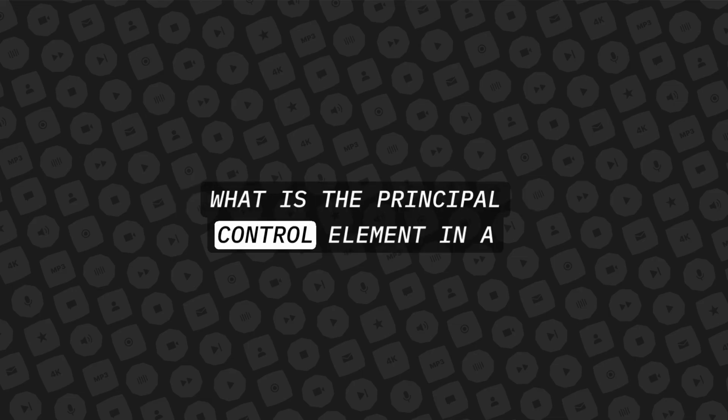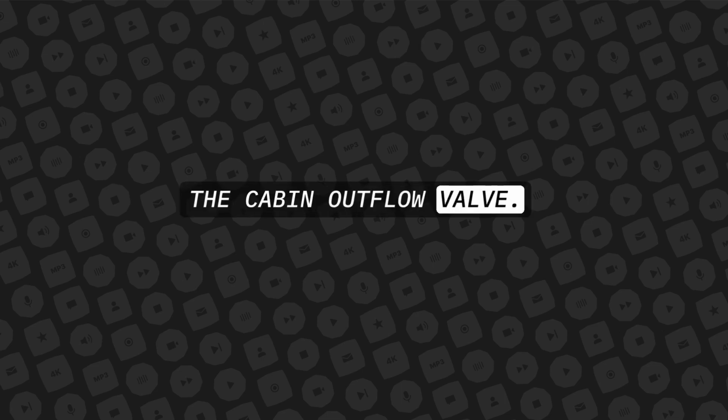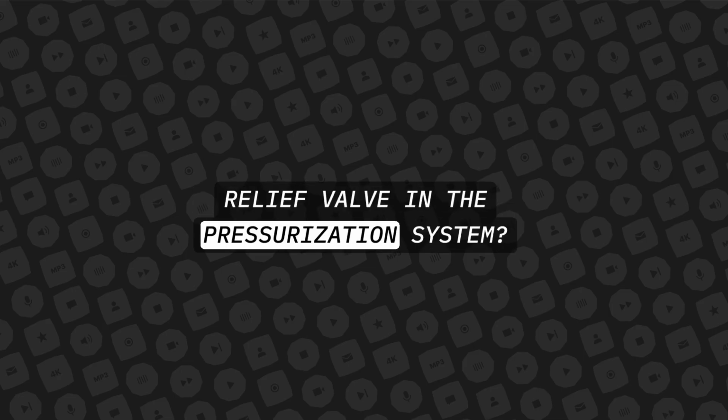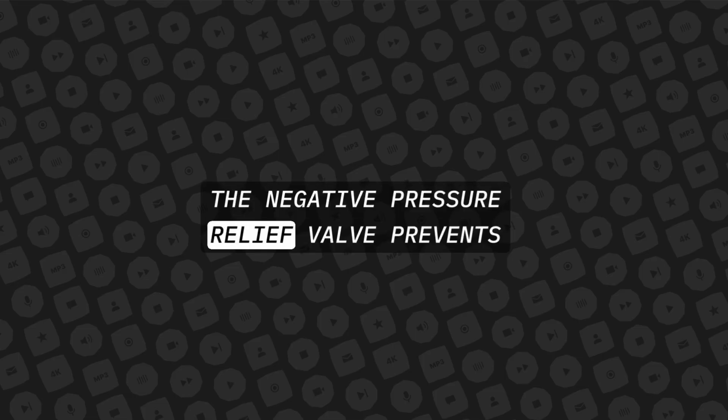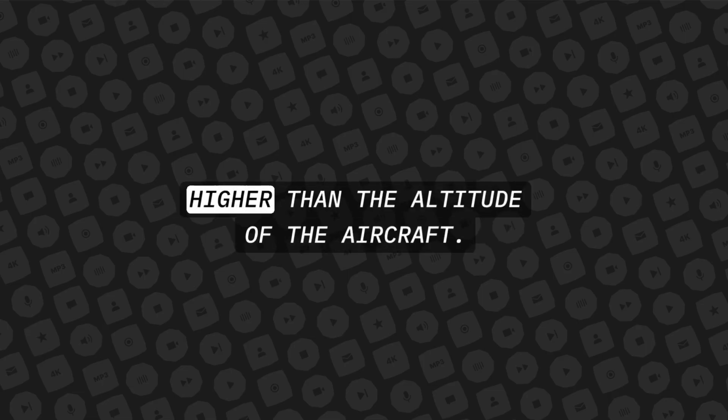What is the principal control element in a cabin pressurization system? The cabin outflow valve. What is the purpose of the negative pressure relief valve in the pressurization system? The negative pressure relief valve prevents accidentally obtaining a cabin altitude which is higher than the altitude of the aircraft.